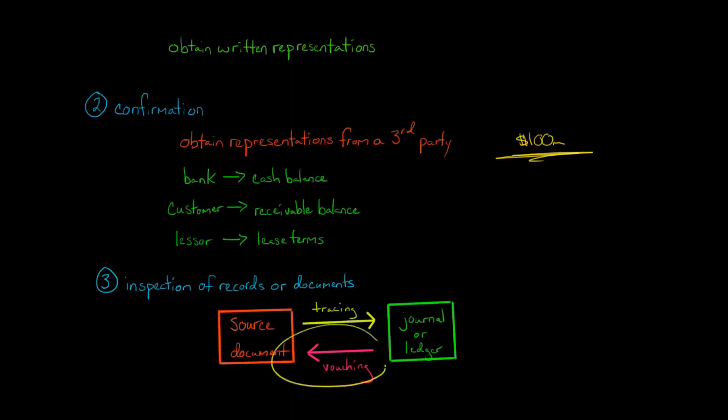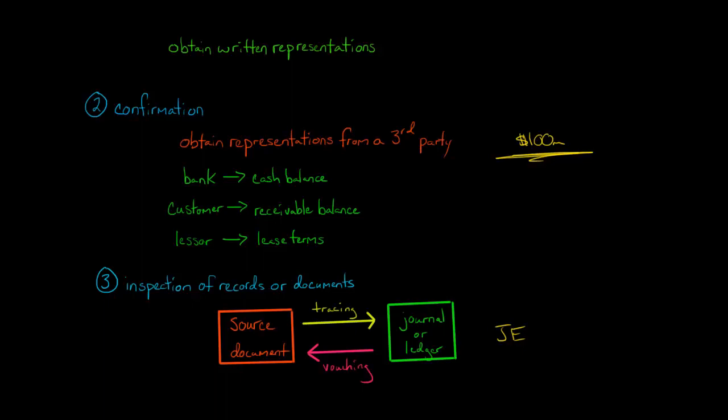Or vouching, you are going backwards. Vouching, you start, for example, let's say you have a journal entry for a sale, and then you take that journal entry and you say, okay, let's go back and see if we can find the source documents. Was there ever a shipping invoice here that the product was shipped to the customer? Was there a customer purchase order, and so forth?